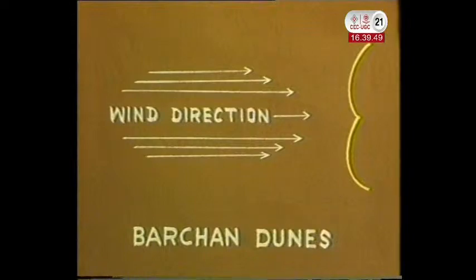But they are less formed than any other type of dunes. The Barkhan dunes are crescent in shape. Their formation is reverse of the parabolic dunes.